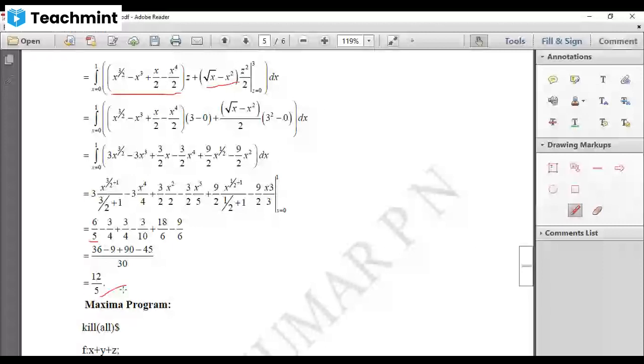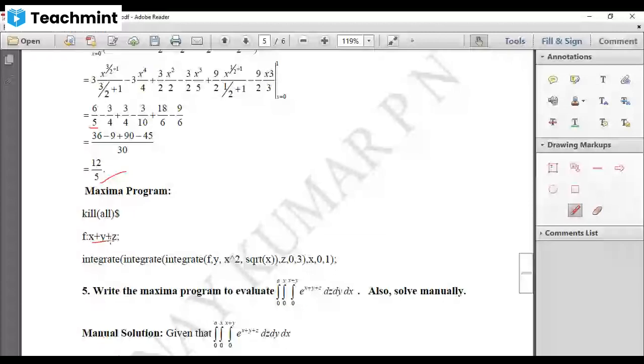And writing the Maxima program is the same. Your function is x plus y plus z. And first you have to integrate with respect to y. So within this you have to write integrate of this function, comma, variable y, comma, from where to where? x squared, comma, to square root of x. It is written as sqrt of x. Close this bracket. This gives you the integration of the given function with respect to y.